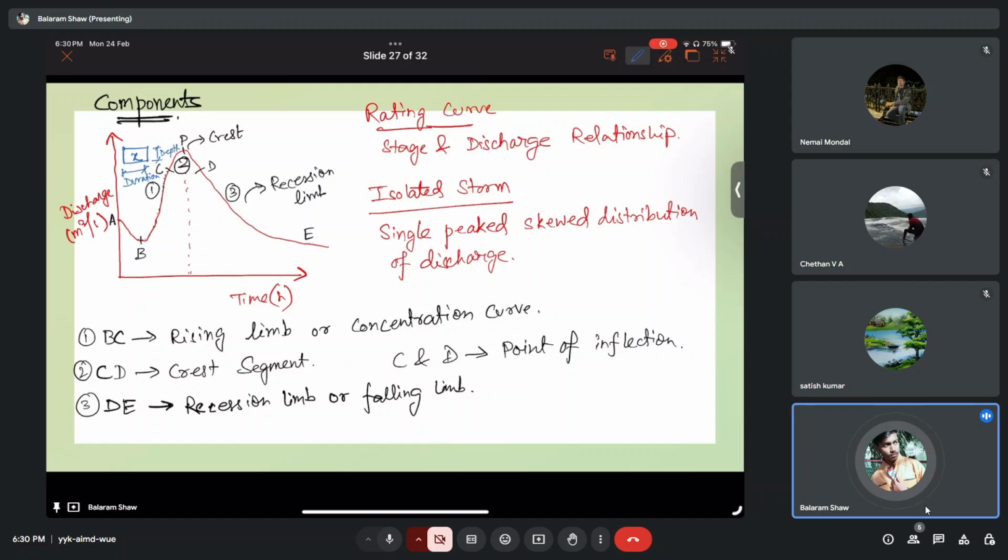Okay. So there are some key elements that you can see in the flood hydrograph. Firstly, it is the storm duration. What is the storm duration? You can see this duration that I mentioned here is the storm duration. Okay.